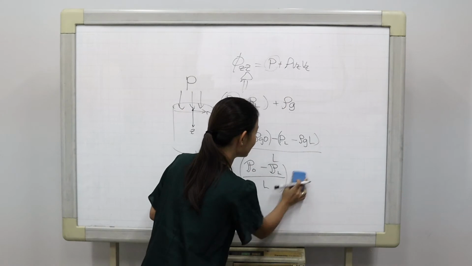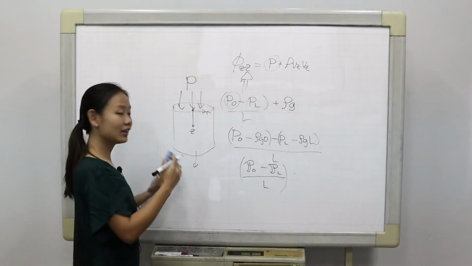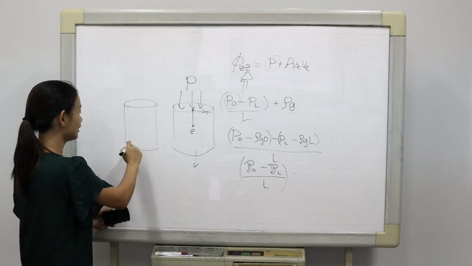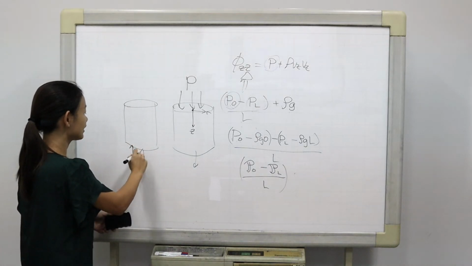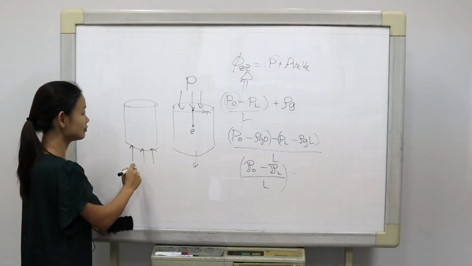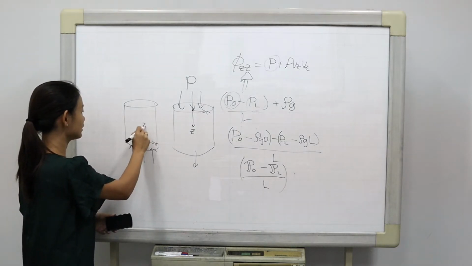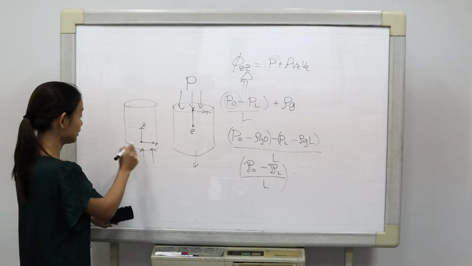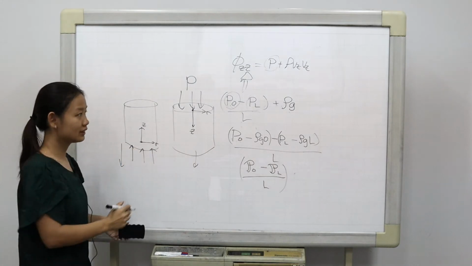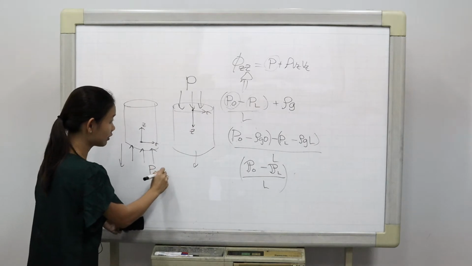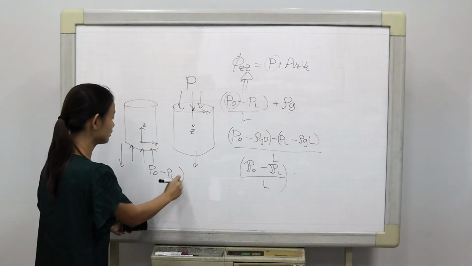Okay, so if we have another case, in this case the flow is upwards like this. The flow is upwards in the z direction, but the gravitational force is in this direction, which means I will have P0 minus PL.